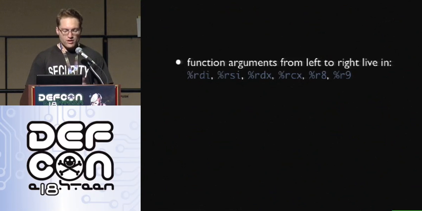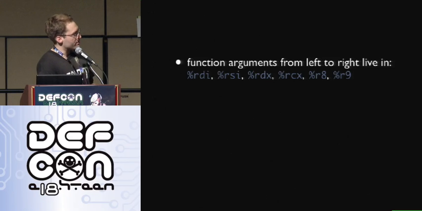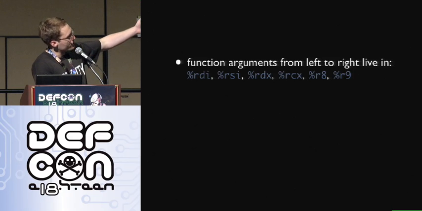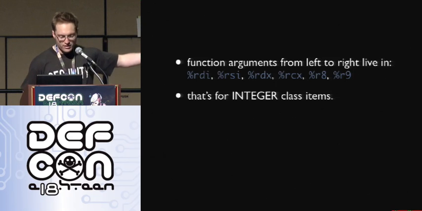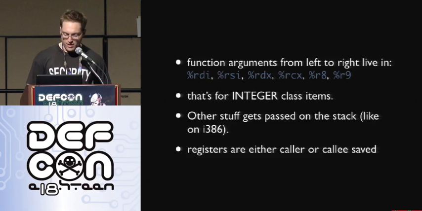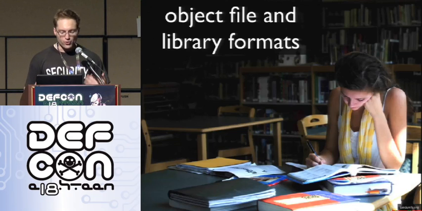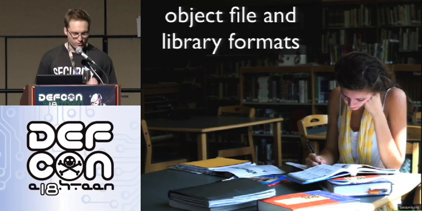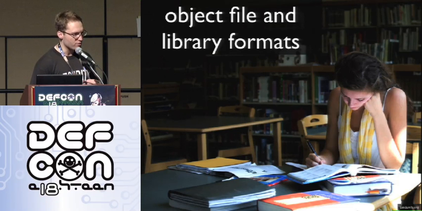So for calling convention, all we really care about is that function arguments live in registers left to right. So first argument's in RDI, second's in RSI, et cetera, et cetera. But that's only for integer class items. Other stuff gets passed on the stack, similar to the way arguments get passed on i386, if there's any i386 hackers in the room. Registers are either caller or callee saved. And that's pretty much all you need to know about calling convention to make binary patching work later.